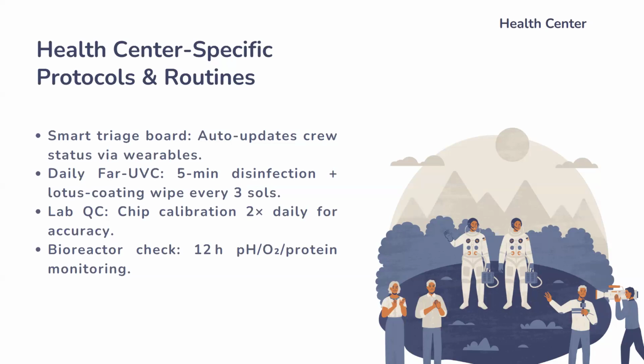Then comes the laboratory quality control. This will be regimented twice daily, at 6 o'clock in the morning and 6 o'clock in the evening, via an internal control chip which runs through the diagnostic platform. Then comes the bioreactor check, which powers spirulina and recombinant drug production. It is also checked at 12-hour intervals. The operator will measure the pH, O2, and the protein yield, and the data will be fed into the metabolic curve to keep it in the loop.